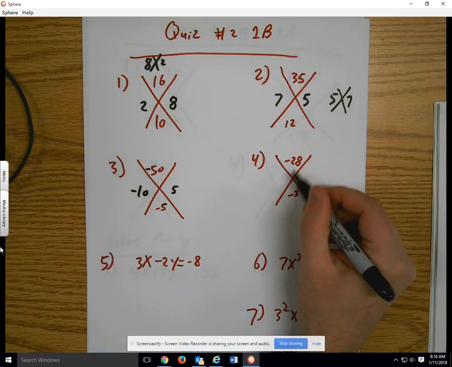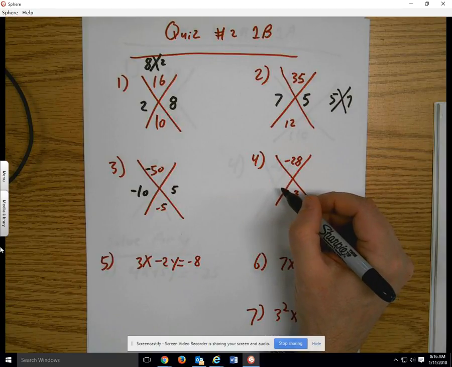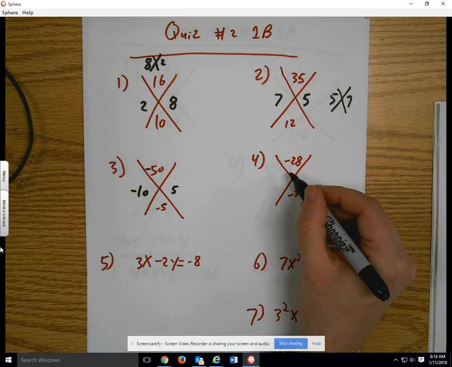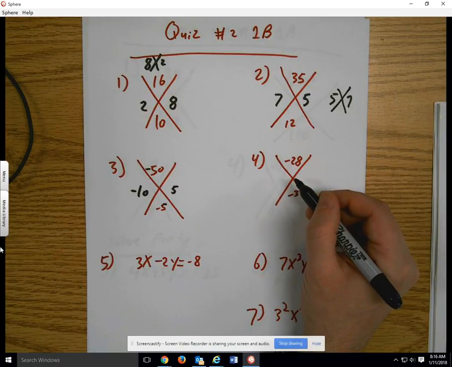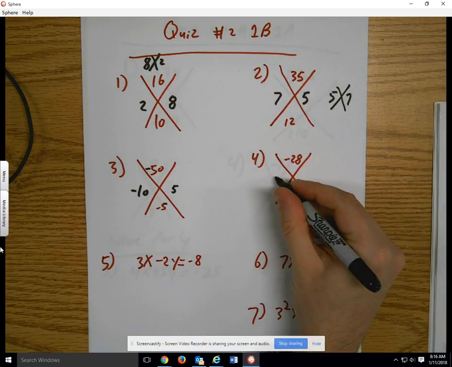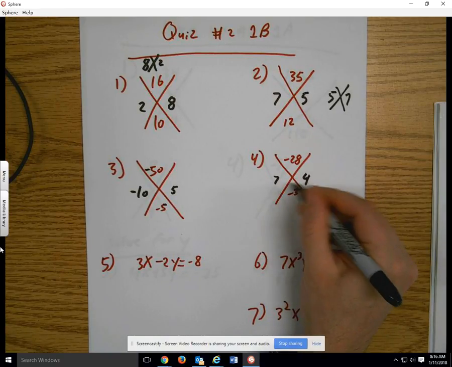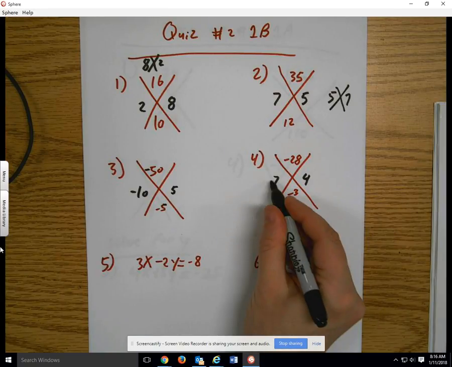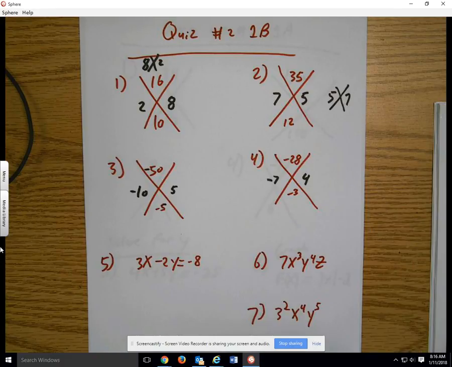So what times what would be a negative 28? 12 and a negative 1? No, because 12 and a negative 1 would be a negative 12. What times what's a negative 28? 14, negative 14. Yeah, actually, negative 14 and 2 would work. It multiplies right but doesn't add up right, but it's a good try. Yeah. 7 and negative 4. Very good. 7 and 4 is 28, and the larger number is negative, so that's right. Most of you got it right.